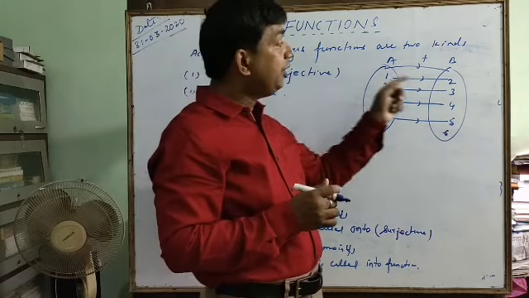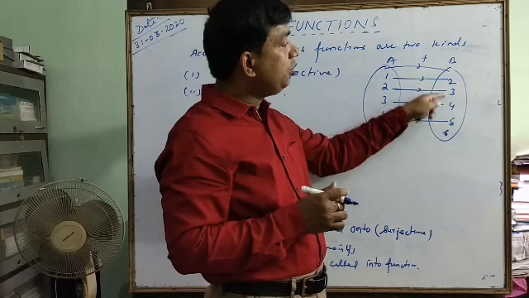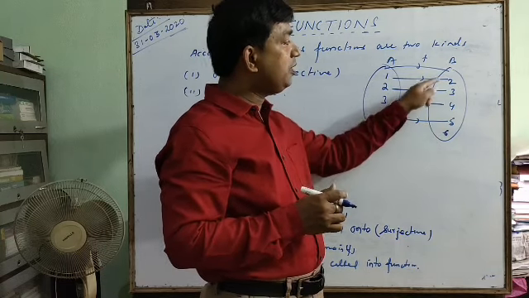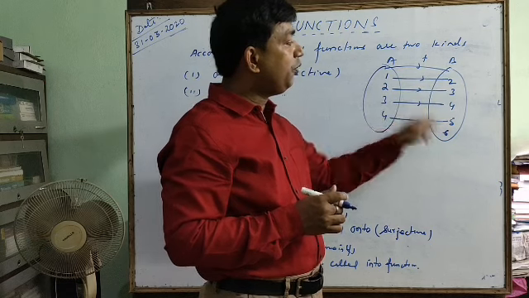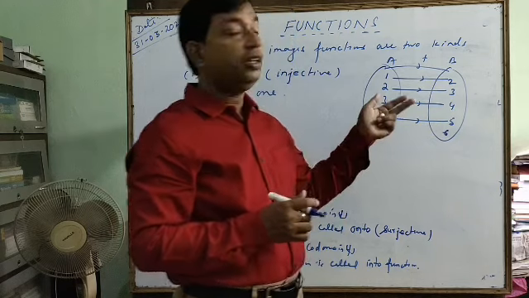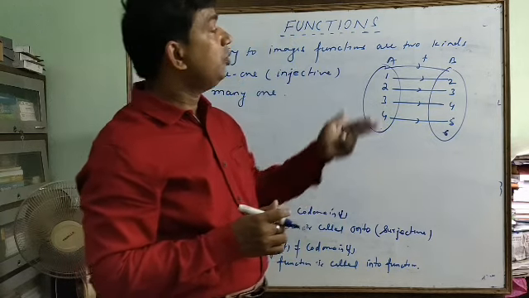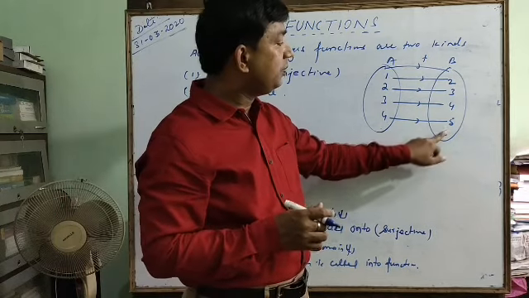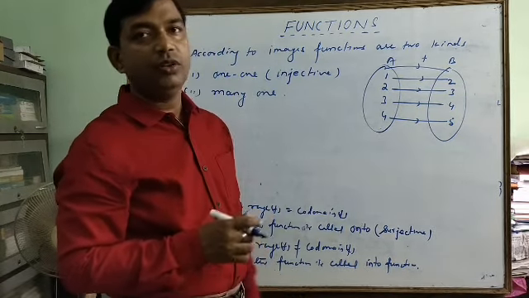And now the images are what, 2 3 4 5. So 2 3 4 5 are the images, means range is 2 3 4 5, but what is codomain? 2 3 4 5 6, and here range and codomain are not the same. So this is what, into. But if I remove this 6, then it is onto.